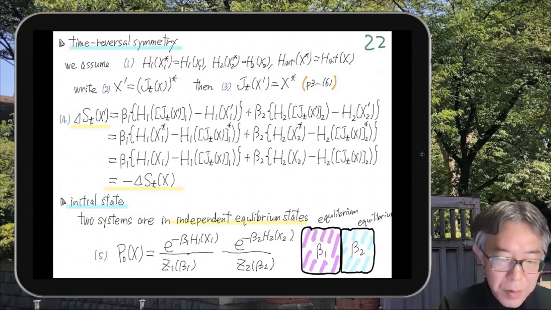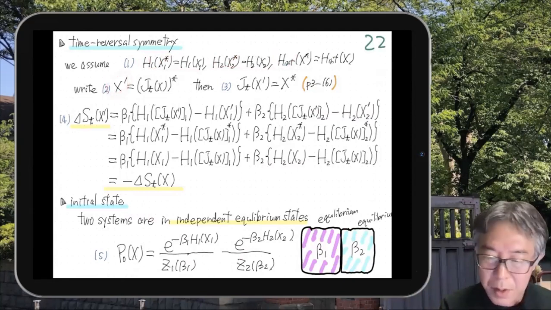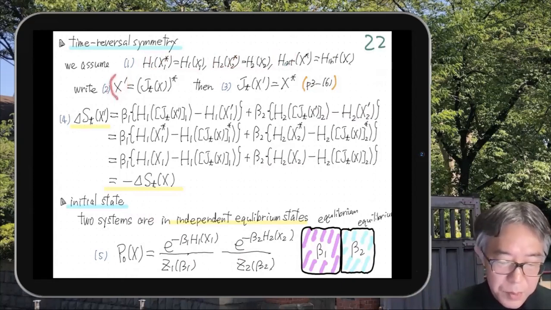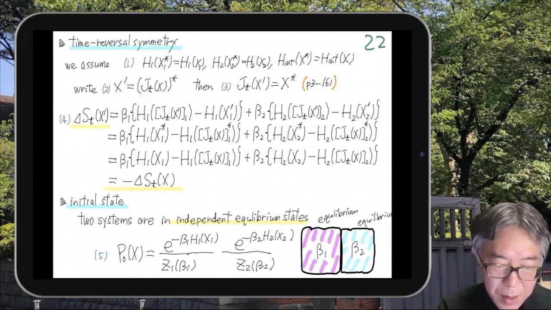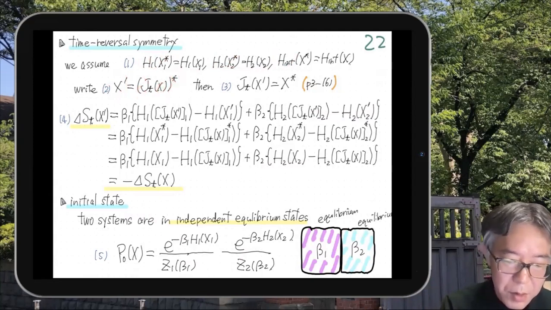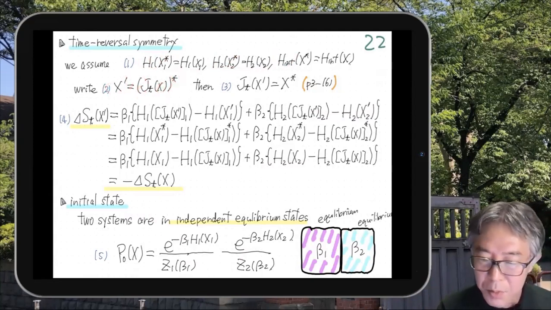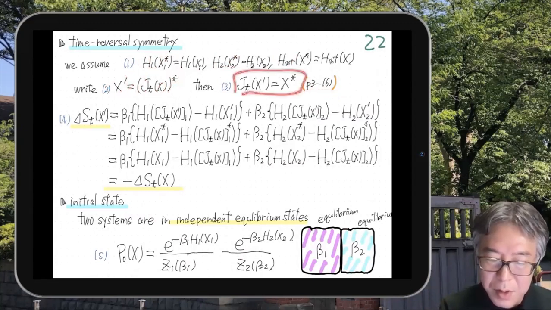And now I write X prime. I define X prime like this. Probably this is slightly different from before, but I apply this time evolution map to X and then take this time reversal. And then I call it X prime. Then from what I discussed in page 3.6, this is satisfied.